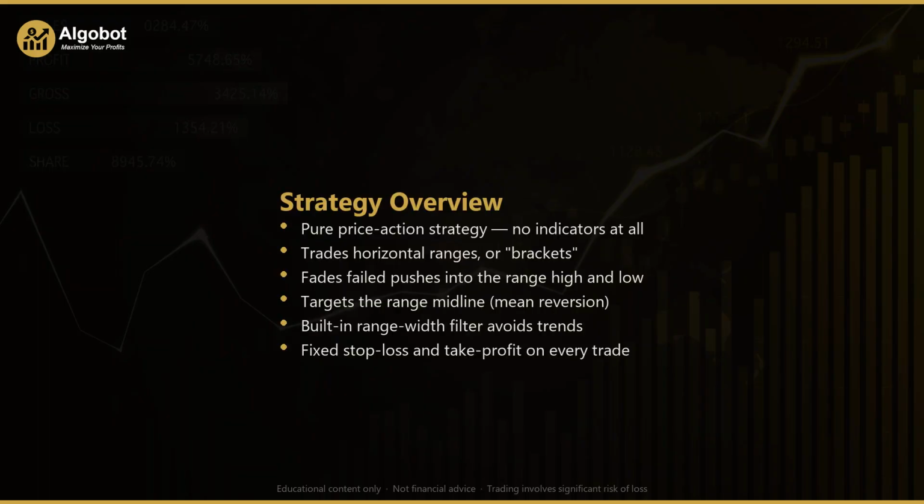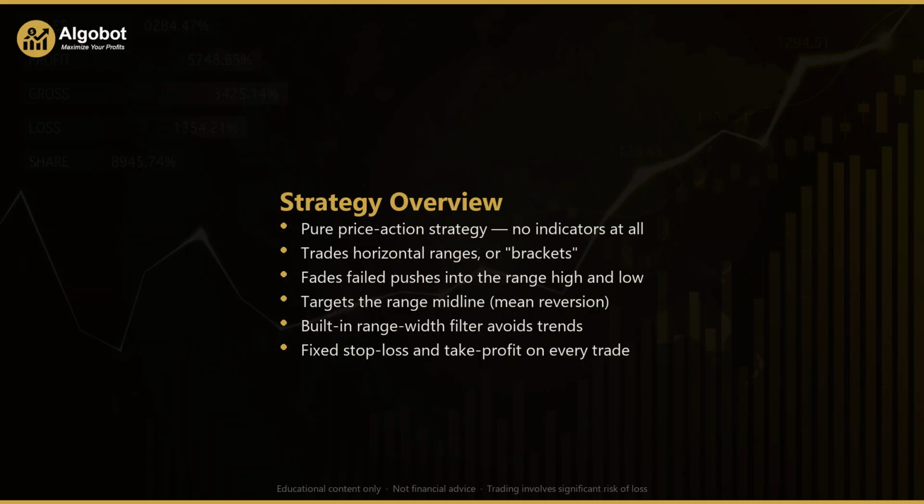So what does Bracket Edge Fade actually do? The core idea is simple but powerful. Markets spend a very large share of their time moving sideways, trapped inside horizontal ranges. Traders call these ranges brackets. Inside a bracket, price tends to bounce between an upper edge and a lower edge. When price pushes hard into one of those edges but fails to break through, it often gets rejected and snaps back toward the middle. This strategy is built entirely around catching those rejections.